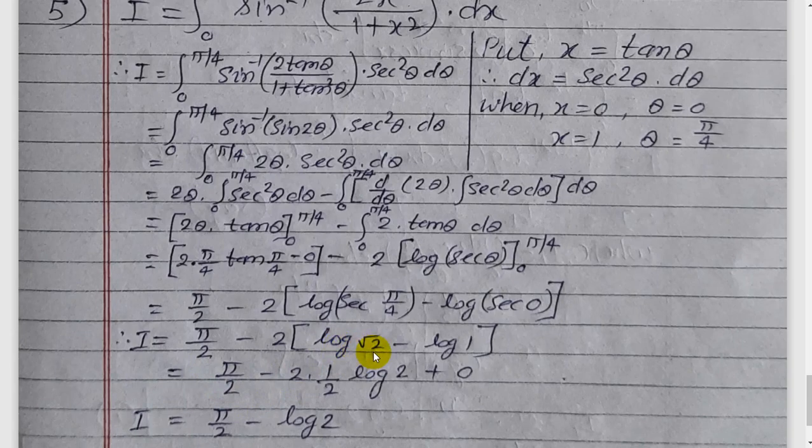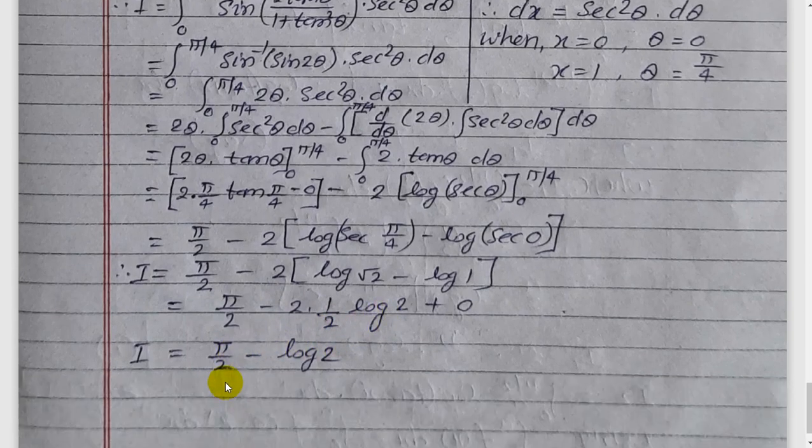Log root 2 means log 2 raised to half, and that can be written as half log 2. So this 2 will be the same: log root 2 is half log 2, plus 0 because log 1 is 0. And here minus minus is plus. So 2 divided by 2, 2 cancels with 2. So we get log 2 only. Therefore I equals pi upon 2 minus log 2. This is the final answer for question number 5.